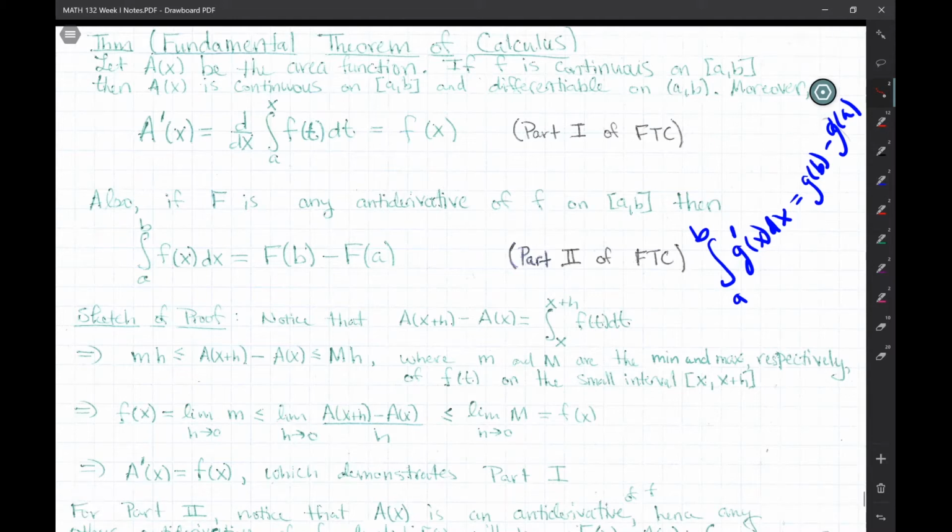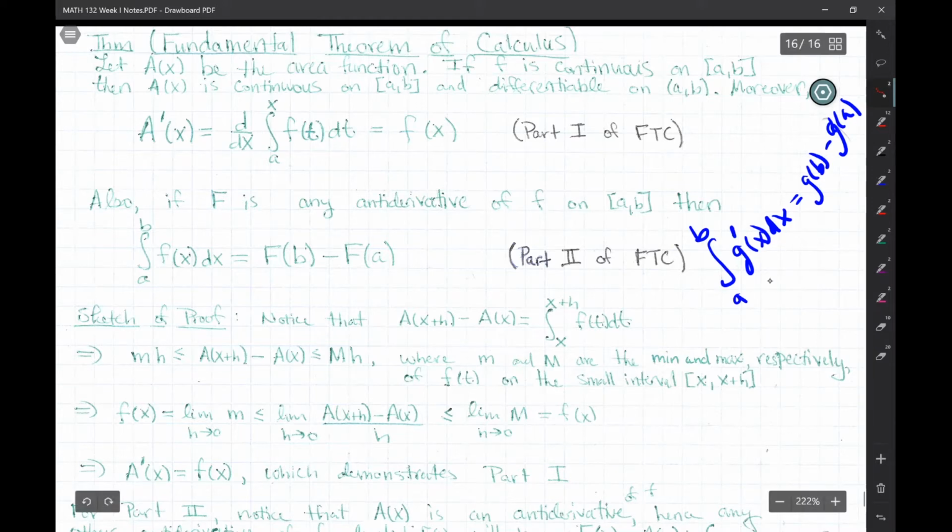And this also makes clear why, when we discussed the indefinite integral, which represented the family of antiderivatives, we use the symbol but without bounds. So if F is any antiderivative, then you just take that antiderivative and evaluate F at b minus F of a, and you get the relation you see there, the integral from a to b.